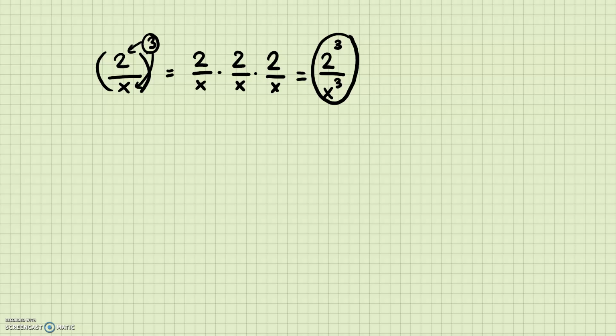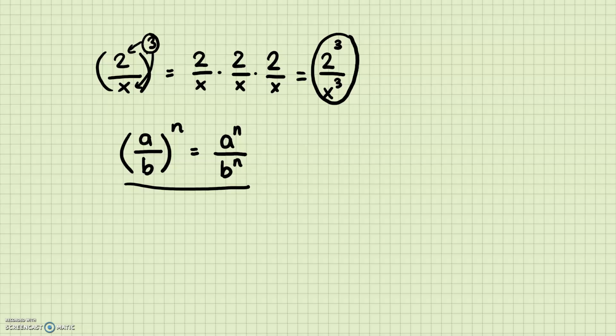So again, this leads to the second part of the property, which says if we have a quotient, a over b, and we're raising this to a power n, that is going to equal a to the power of n over b to the power of n. So the distributive property for exponents can be summarized with these two things. We have the quotient part here and the product part here: a to the power of n times b to the power of n.